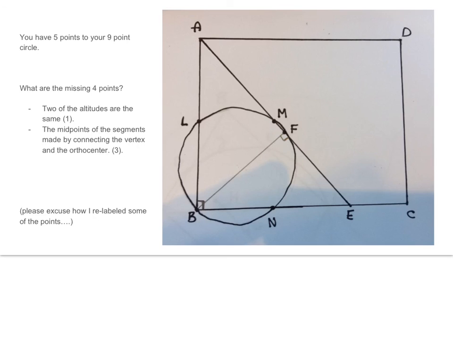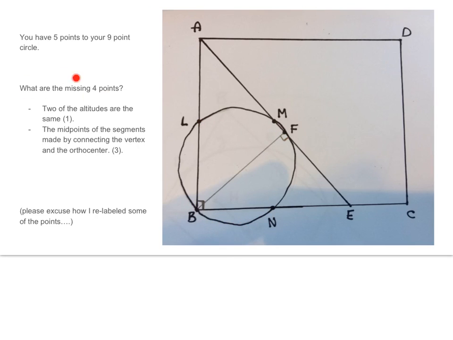So just a slight review, this is the midpoint of this side, this is the midpoint of this side, M is the midpoint of this side. N is also the midpoint from the vertex to the orthocenter. L is also the midpoint of the vertex to the orthocenter. And I can't do a midpoint of F to the orthocenter, okay, because the vertex and the orthocenter are the same thing, right? So my 9-point circle becomes a 1, 2, 3, 4, 5-point circle.